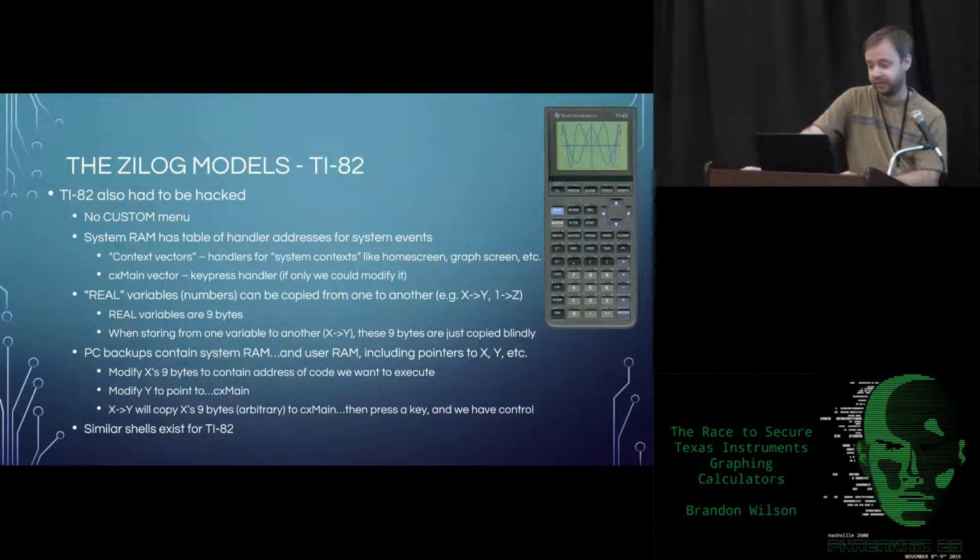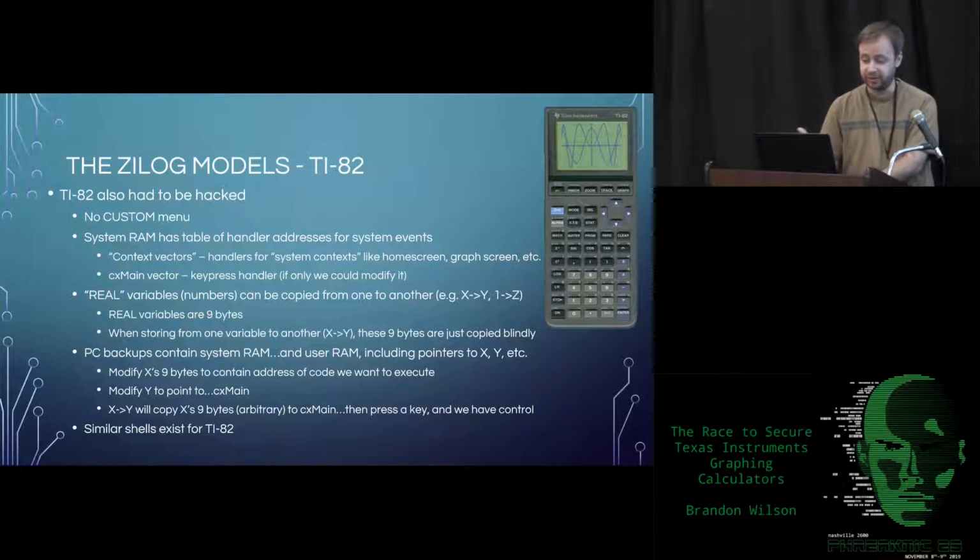Then the TI-82 came along, and it also had to be hacked in order to enable executing native assembly code. Unfortunately, though, it has no custom menu, so another method had to be found. But it does have memory backups, so we start taking a look at other things that are stored in system RAM.